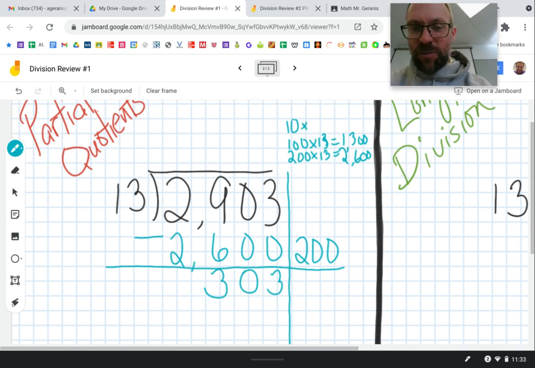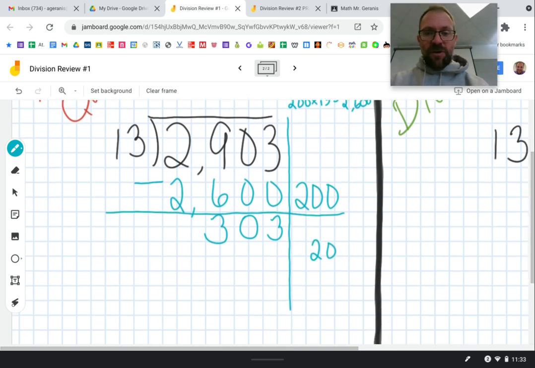What if I had 10 groups of 13? That would be 130. Is that close to 303? Sort of, but not really. What if I doubled that? What if I went to 20 groups of 13? Well, double of 130 is 260. Yeah, so let's do that. Let's go with 20 groups. Scroll down a little bit. Of 13, that is 260.